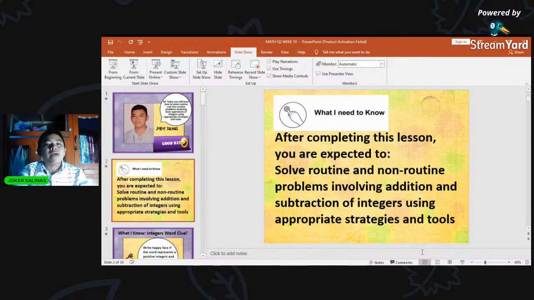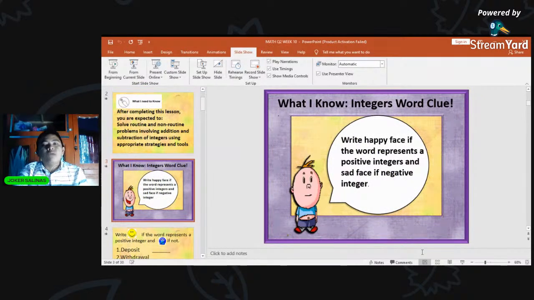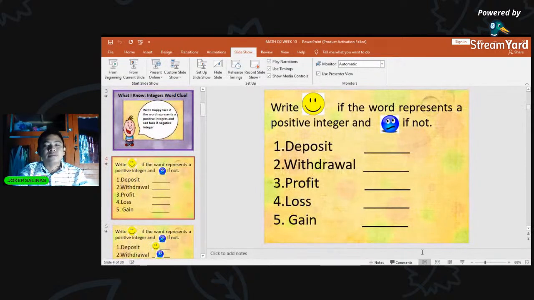Now we're going to have this integers clue. Write a happy face if the word represents a positive integer and a sad face if it represents a negative integer. Number one, deposit. Number two, withdrawal. Number three, profit. Number four, loss. Number five, gain.